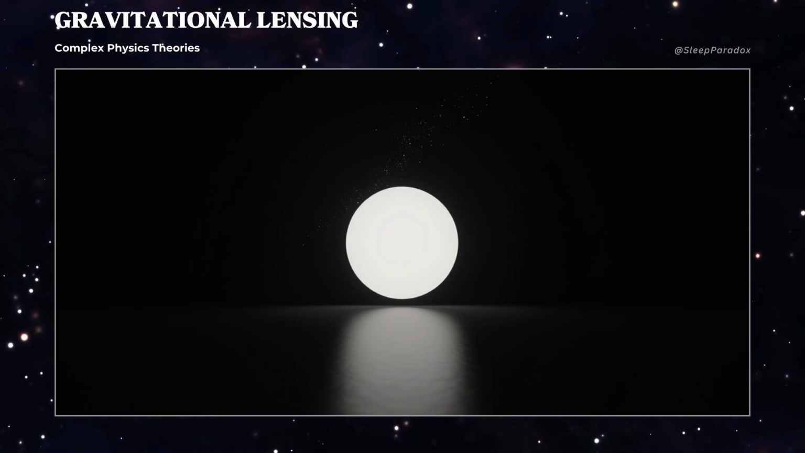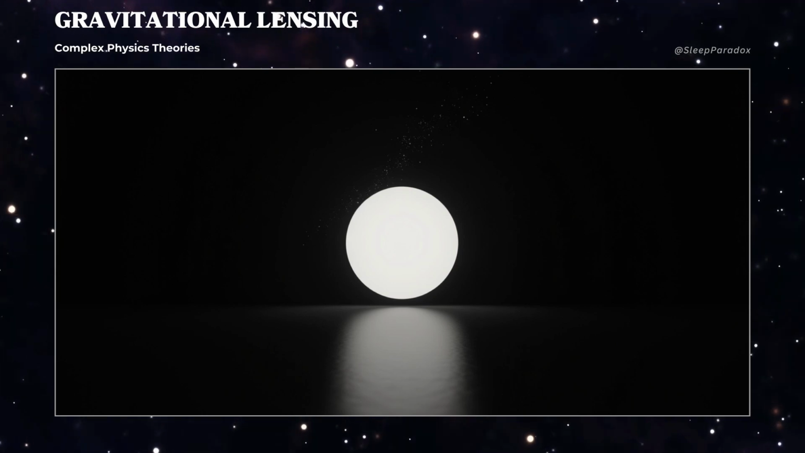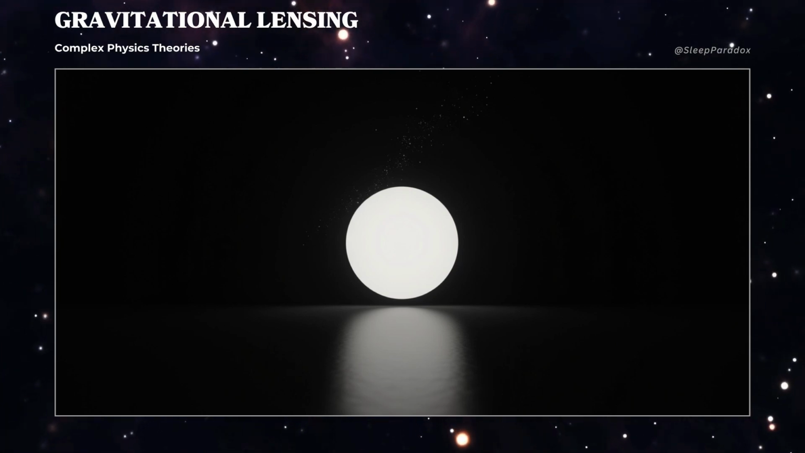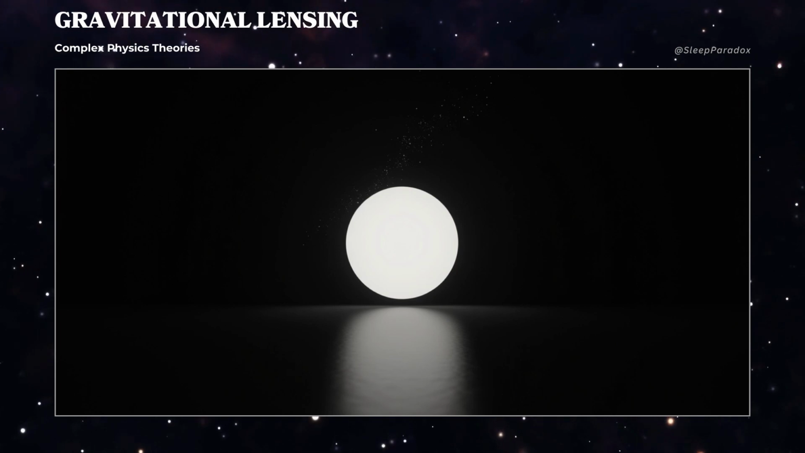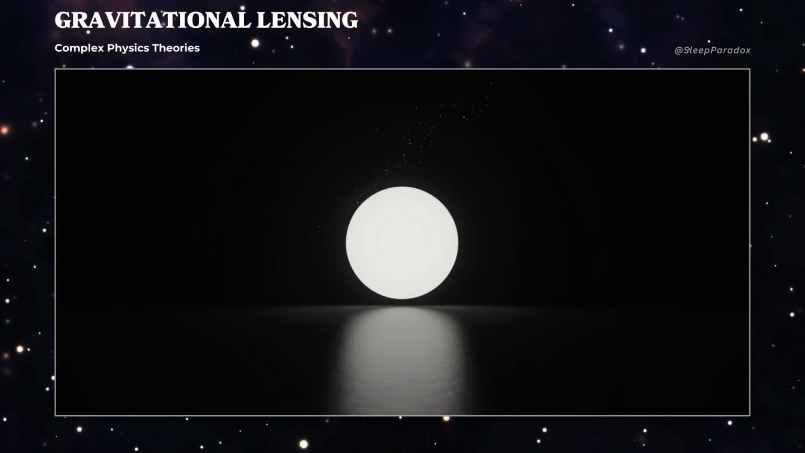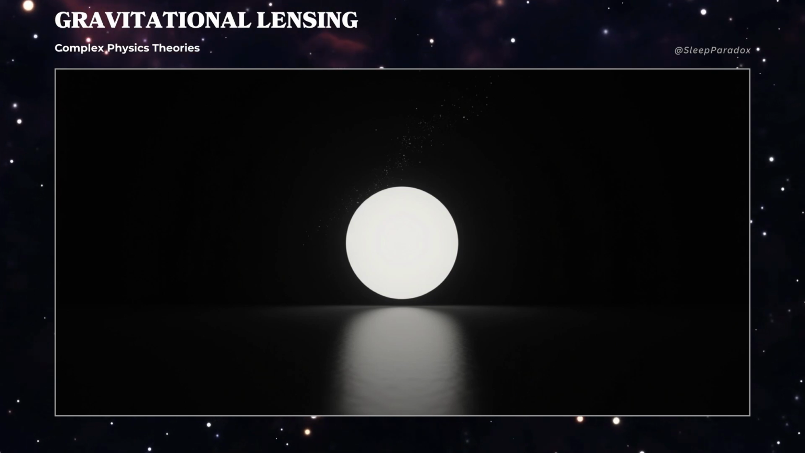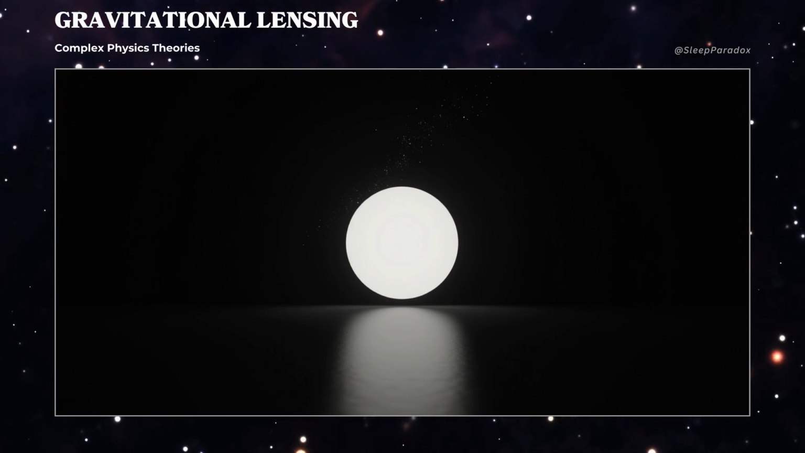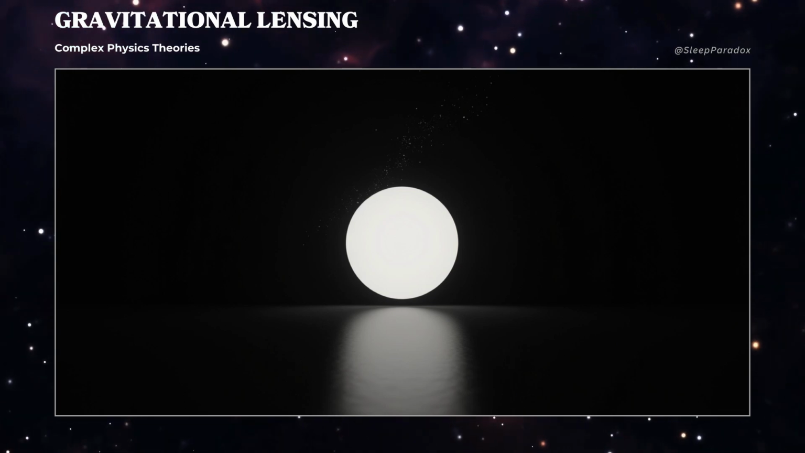Gravitational lensing was one of the first major confirmations of general relativity. In 1919, during a solar eclipse, astronomers observed that light from distant stars was slightly shifted as it passed near the sun. The stars appeared in slightly different positions than expected. This confirmed Einstein's prediction and showed that light, though massless, is affected by gravity.